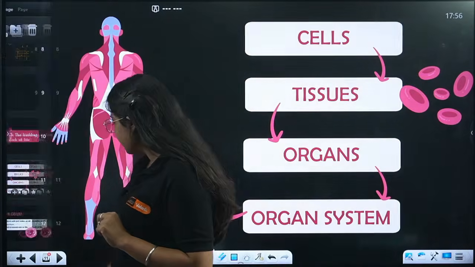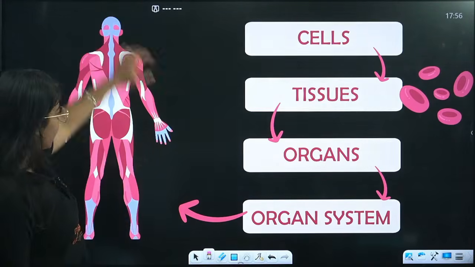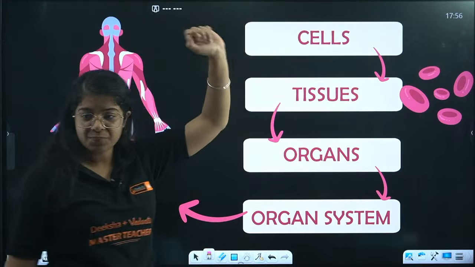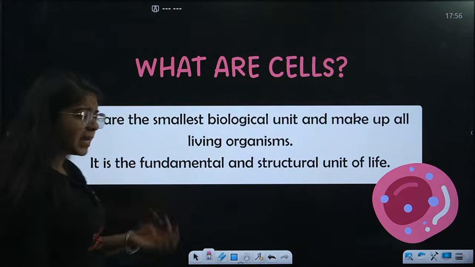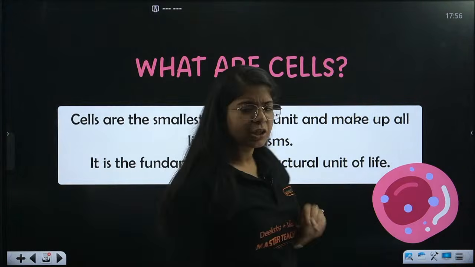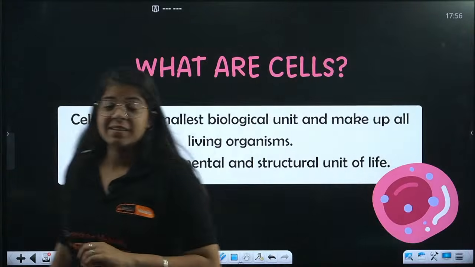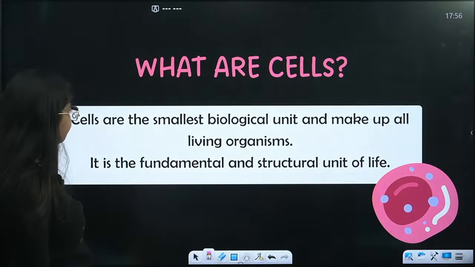So basically we started with the structure of organisms. This whole organism is made up of organ systems, from organs, tissues and cells, right? And then we studied what a cell is. It's the basic structural fundamental unit of life, right? Everything is made up of cells just like bricks.